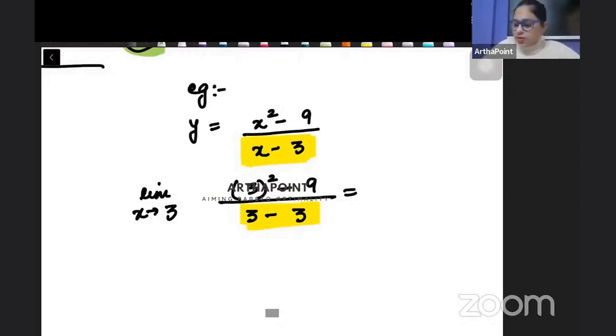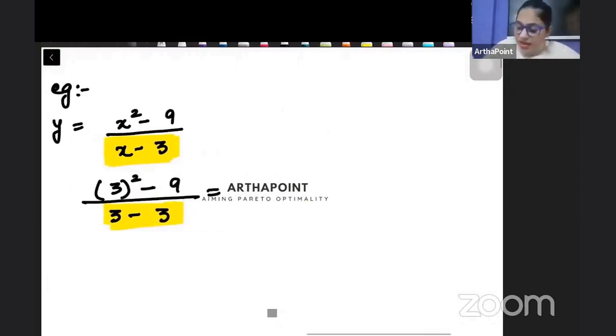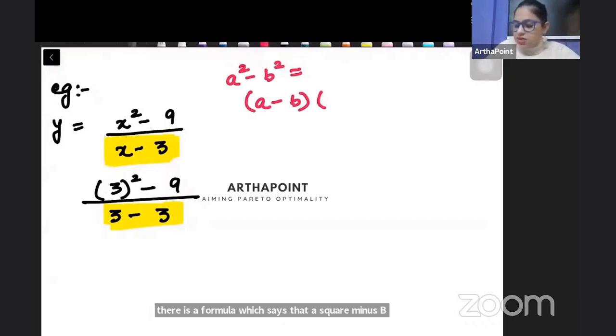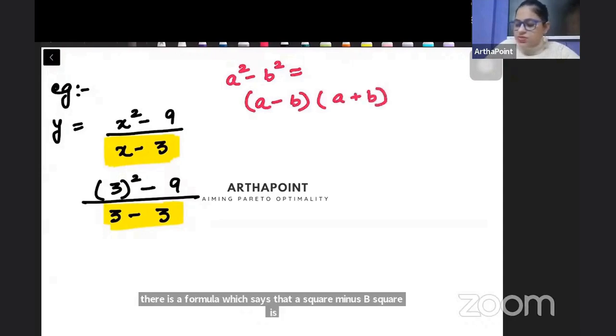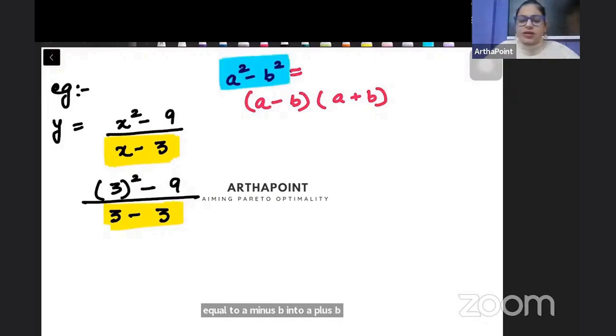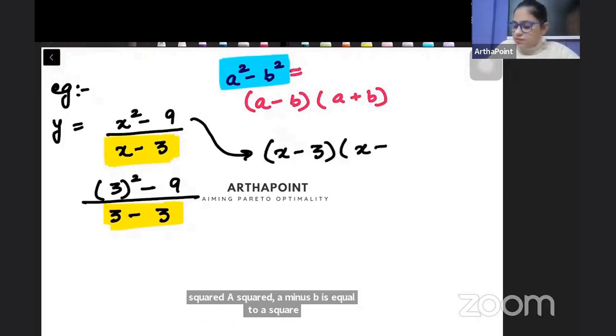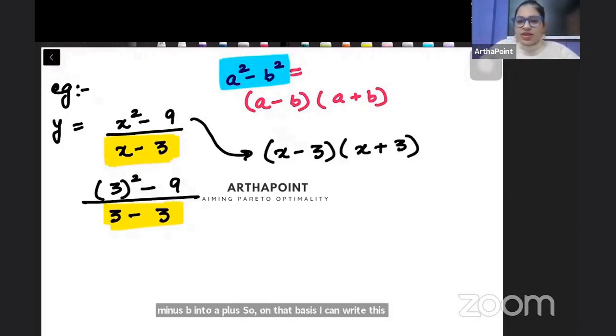at that point. But I know that there is a formula which says that a square minus b square is equal to a minus b into a plus b. This is the a square minus b square formula, right beta? a minus b into a plus b. So on that basis, I can write this as x minus 3 into x plus 3. So x square minus 9 will come, divided by x minus 3.